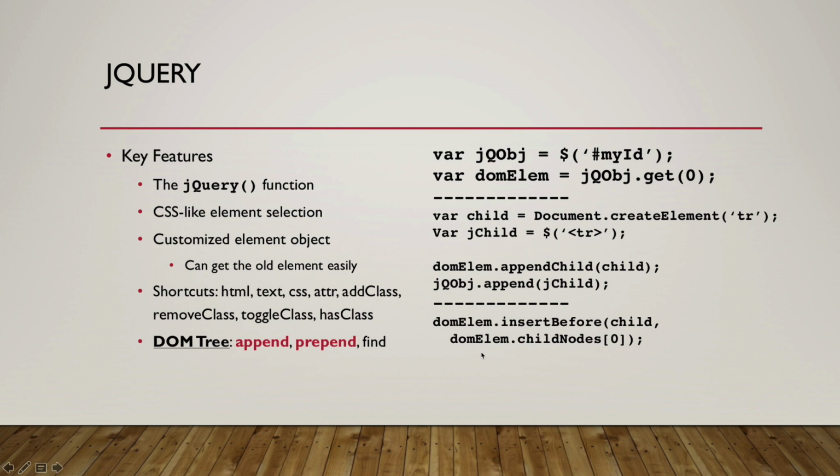Prepending is really difficult in JavaScript. We never tried to do that because it's so difficult. Prepending would be the idea of putting it at the front of the children list instead of at the end of the children list. Here's what you'd have to do.